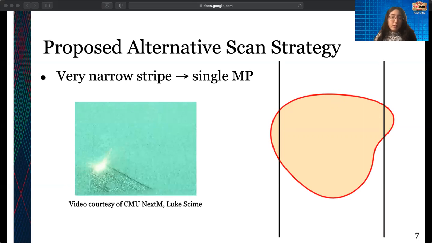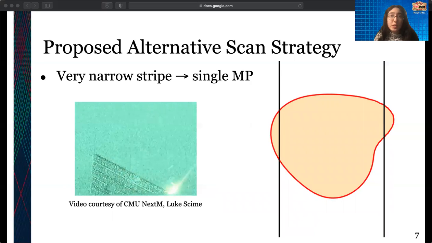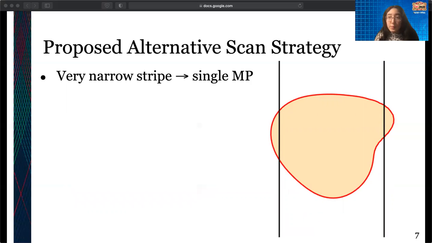If we take a look at the video from before, we can remember the glowing blob that we saw moving. Our goal is to make it so that that glowing blob is in actuality the melt pool as it moves across the part. On the right here, we have a top view of a sample melt pool in orange with the nominal stripe boundaries shown in black.